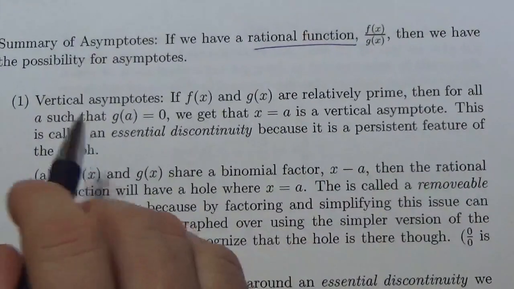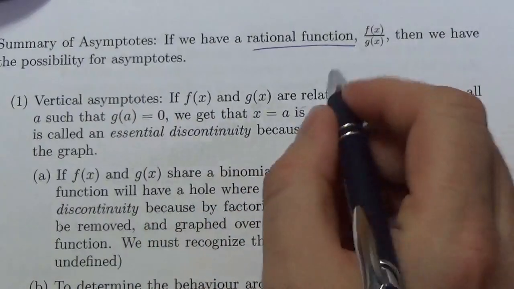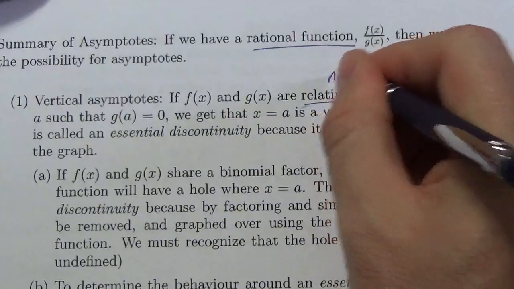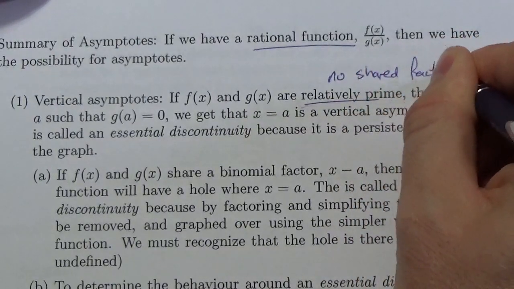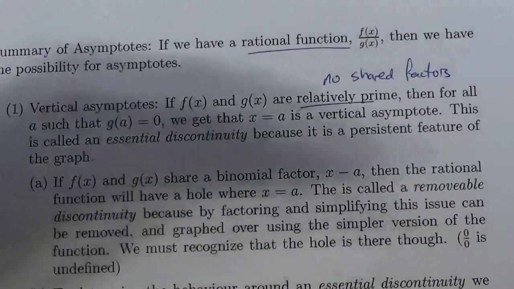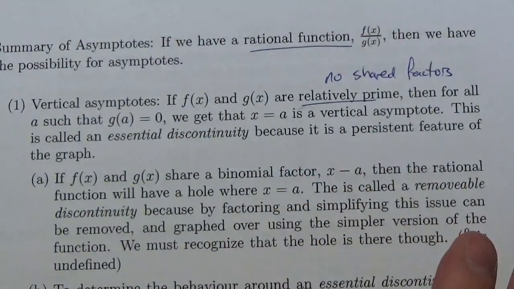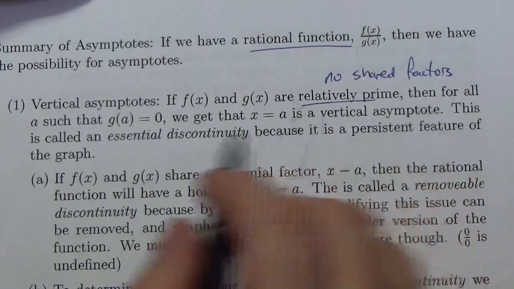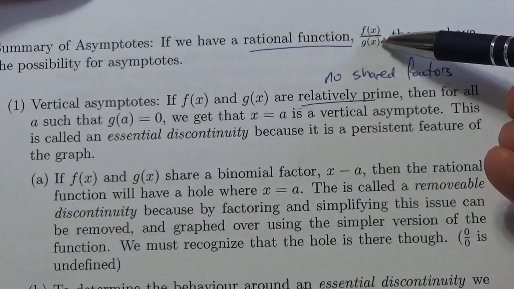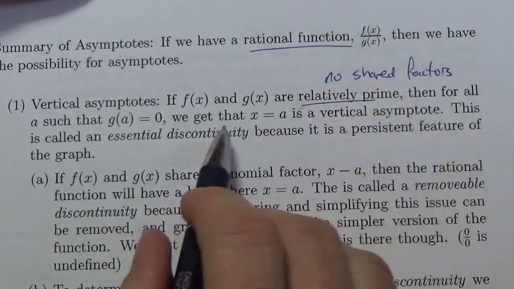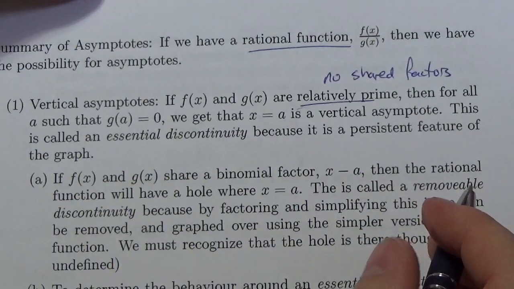Now here we go. Vertical asymptotes: if f of x and g of x are relatively prime, meaning there are no shared factors, so it's not like you've got an x minus 1 in the numerator and x minus 1 in the denominator. That sort of thing isn't happening. Then for all a such that g of a is equal to 0, and remember that g is the denominator, whenever the denominator goes to 0, x equals a is going to be my vertical asymptote.